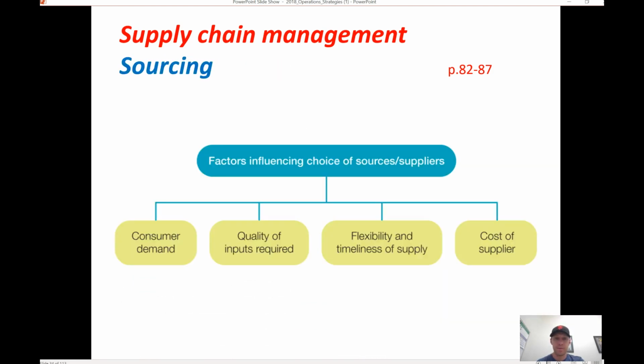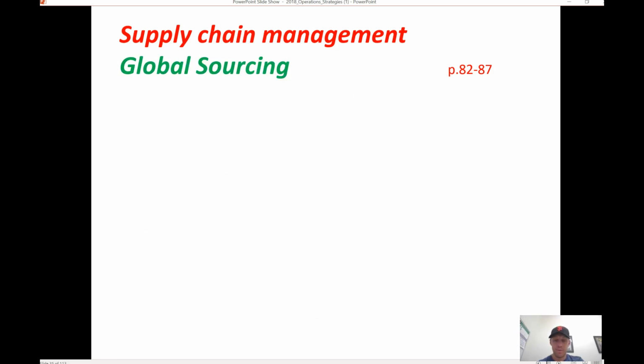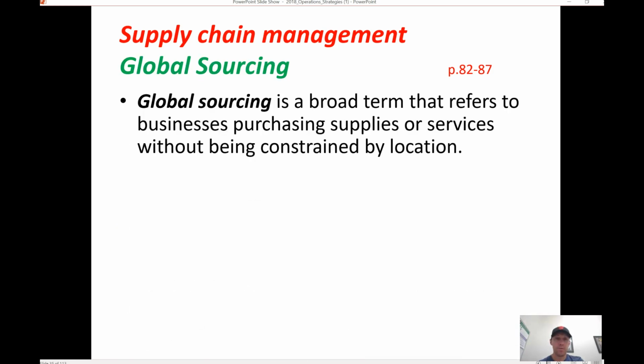Some of the factors that might influence sourcing could be things like consumer demand. So Coca-Cola needs the sugar from CSR, for example, a big sugar company, but who else is CSR supplying that might have an impact on the amount that they can supply to Coca-Cola? The quality of the inputs, so what level of sugar, for example, does Coca-Cola need? How flexible are you in respect to when that sugar is delivered and the timeliness of that particular supplier, and ultimately what's the cost?